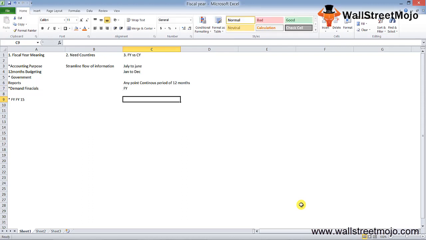The calendar year, however, always starts on the first day of the new year, that is in the month of January. Across countries, the calendar year refers to the same period of consecutive 12 months starting from January 1st and ending at December 31st.